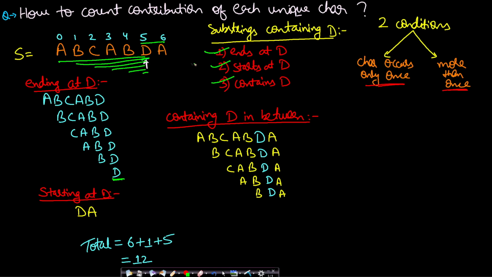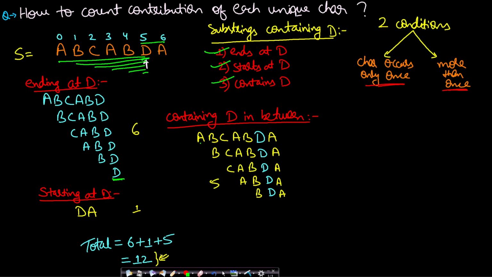Now if you consider the third case, the substrings which contain D somewhere in between, you will see that ABCABDA is a substring, which is actually the entire string. You will have BCABDA, CABDA, ABDA and BDA, right? So now you just need to add all these substrings, and this is 6, this is 1 and this is 5, and if you add them up it will equal 12.